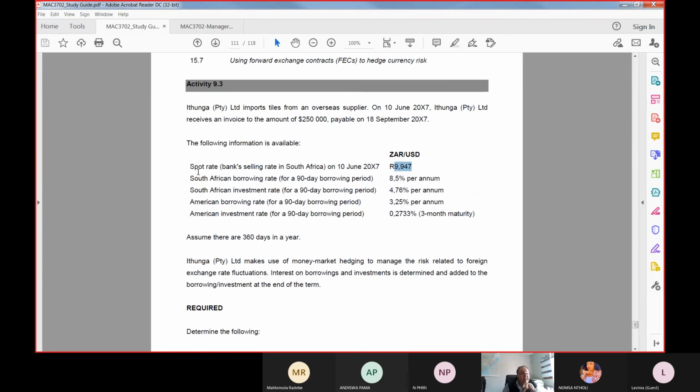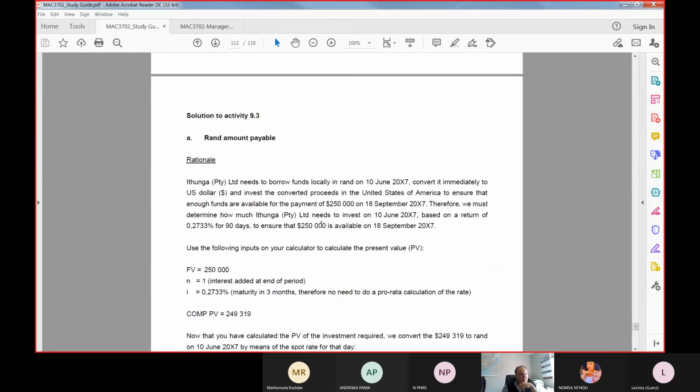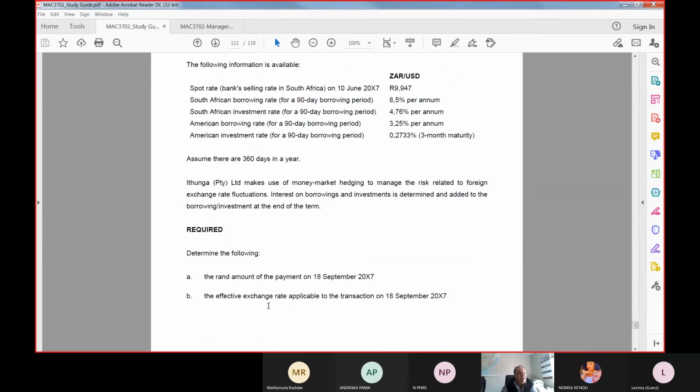They have taken our South African rand on today's date, bought the 250, but they don't know how much to buy because it's gaining interest in the US. So while it's gaining interest in the US, we need to work backwards how much dollars we require. So this is why the calculation is there. We need to work out backwards, and we require $249,319.